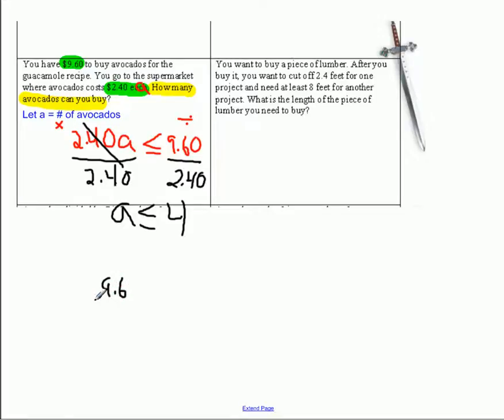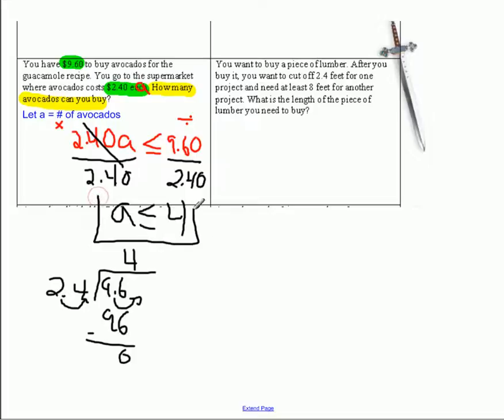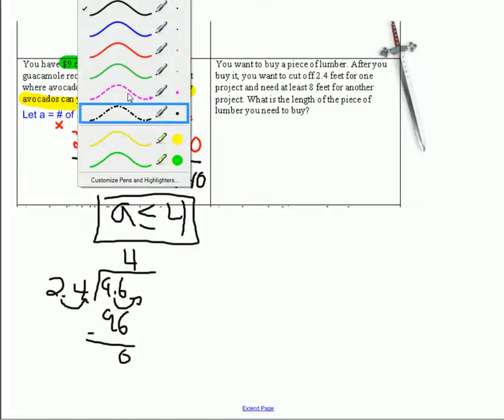If you did the long division, you would have had to move the decimal point over really only one spot. I mean, the 0 is not really that important. But 4 times 24 makes 96 exactly. So you would have had to do a little guessing and checking maybe to figure that out. But the number of avocados you can buy is at most 4 avocados. There we go. Next one.